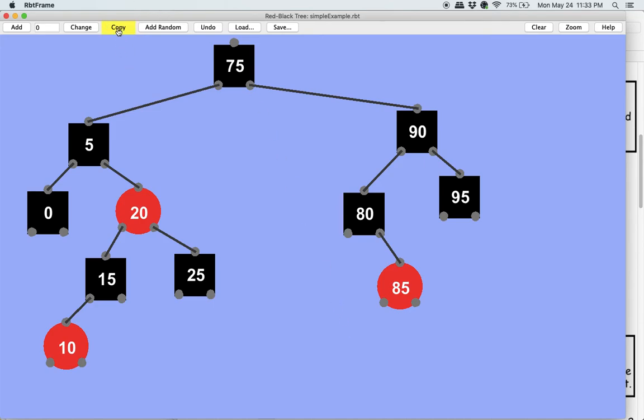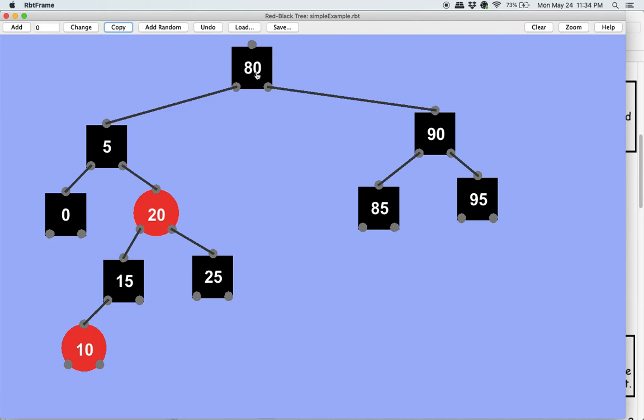I now want to delete the 75. Find the in-order successor. It is 80. And so I copy the 80 over the 75. Delete this 80. Single child. Do our standard single child replacement. And I now have a red-black tree, and the property is restored.